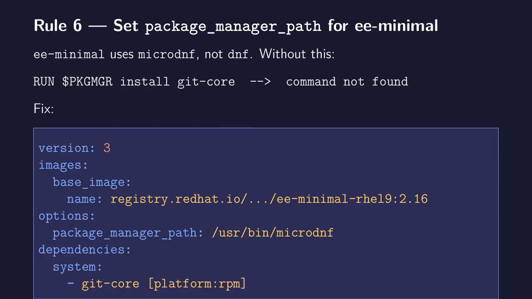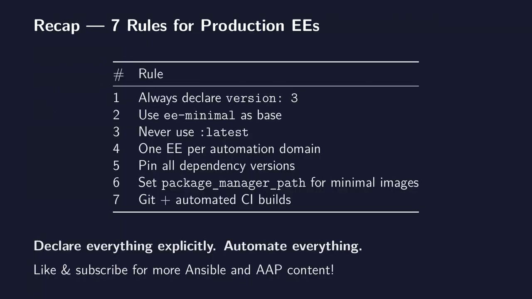To recap, 7 rules that transform execution environments from a fragile artifact into a trustworthy one. Declare everything explicitly: the schema version, the base image, the collection versions, the Python packages, the package manager path. Combine with Git versioning and automated builds, and a well-defined EE becomes something that can be inspected, audited, rebuilt, and promoted across environments with confidence.